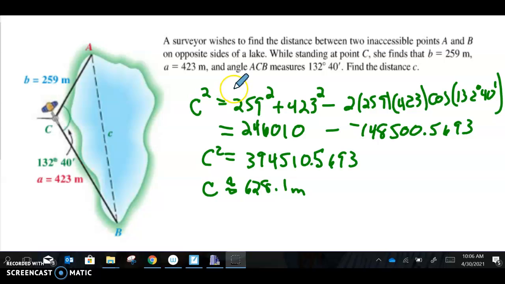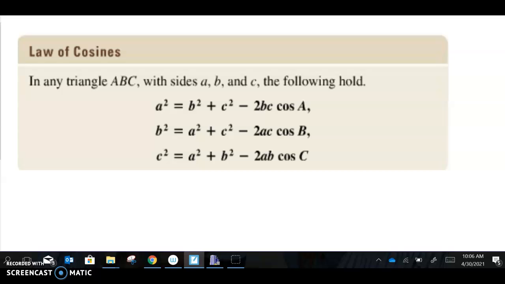This is what I got when I added those two together, minus, this is all multiplied together. This is all one term. It's this term minus that term. It ended up being minus a negative. Of course, that's what C squared is. So C was 628.1 meters using the law of cosines.